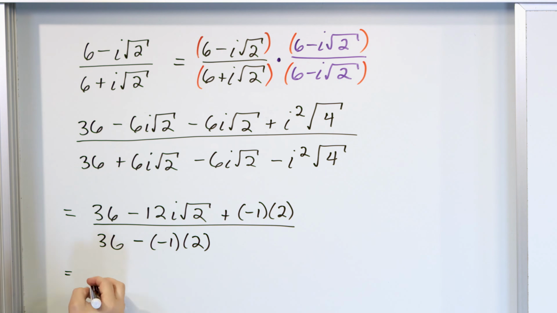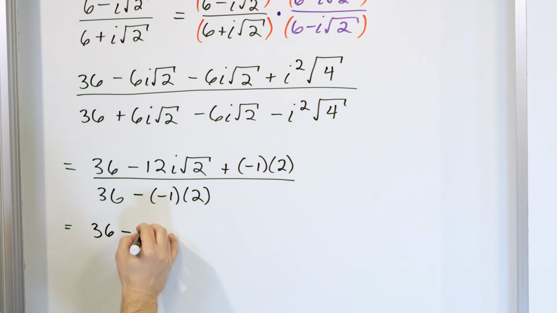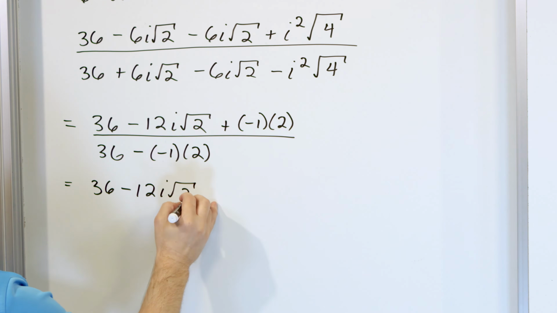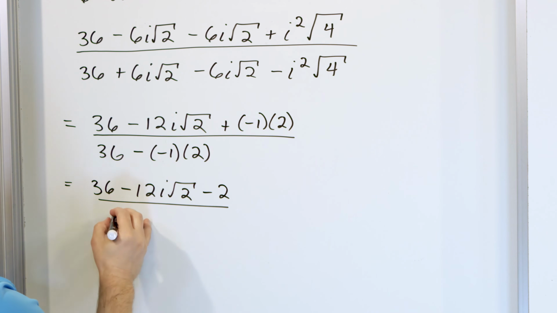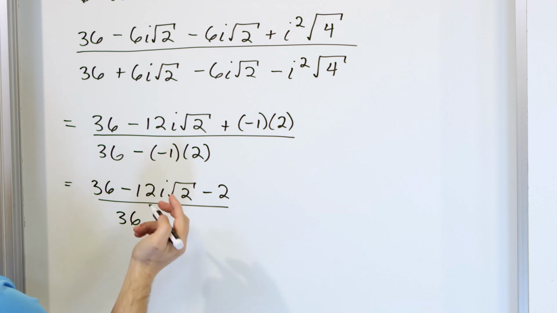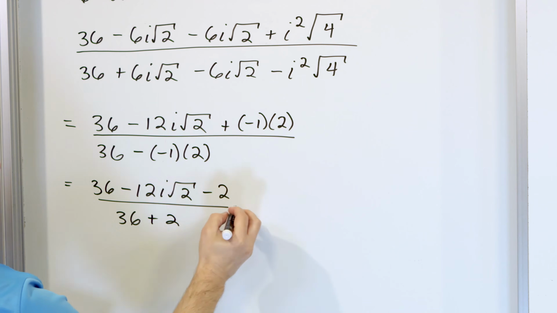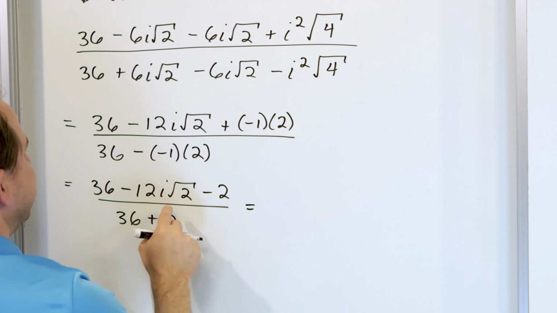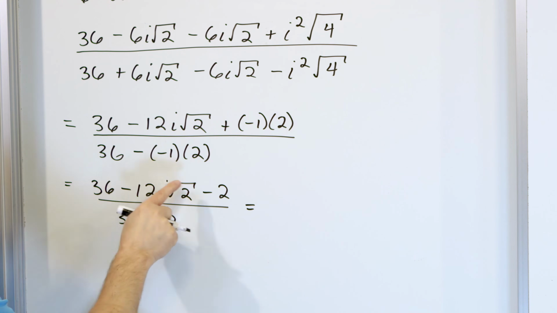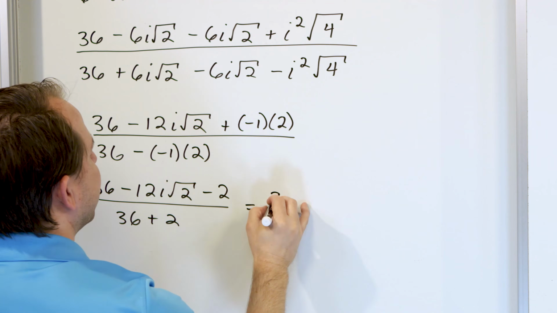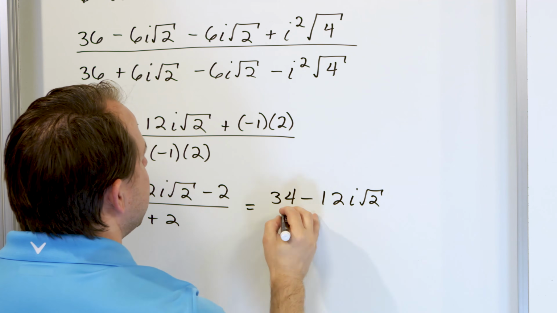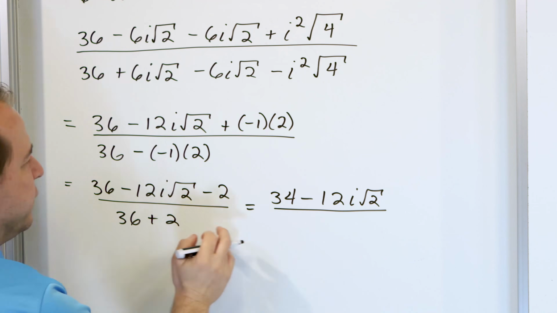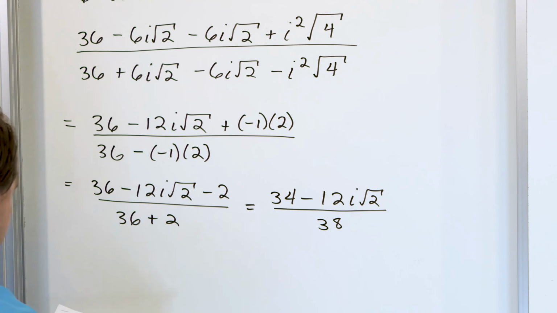So finally, what do we have in the numerator? 36 minus 12 times I times root of 2. This becomes minus 2. And then on the bottom, you have a 36. Negative times negative is positive. You get a plus 2. So then what we have is 36. We do the real numbers. We add the real numbers. 36 minus 2 is 34. Minus 12I root 2. And on the bottom, what do we have? 36 plus 2 is 38. So we're close to the answer. Let me just catch up and make sure I've got everything correct so far.